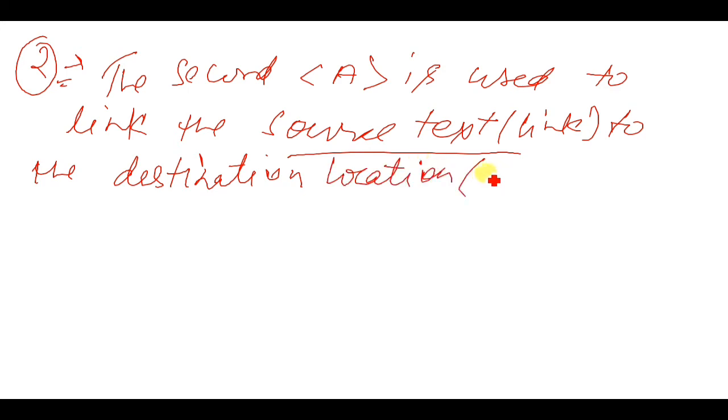What is source tag, student? Source tag is the highlighted text which we click upon to jump to the target fragment. So the second anchor tag is used to link the source tag to the destination location, that is target fragment.